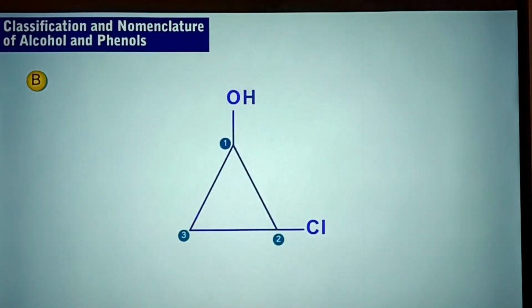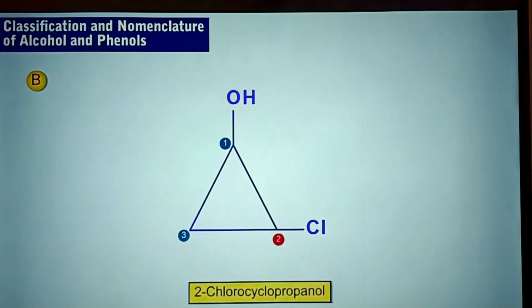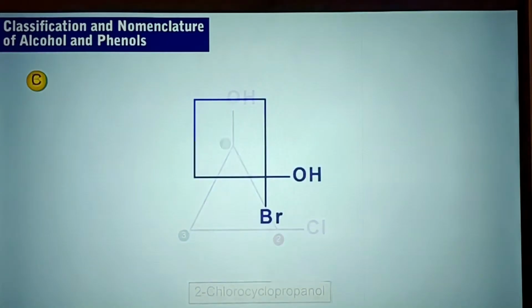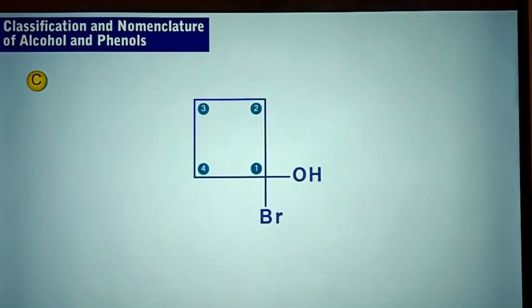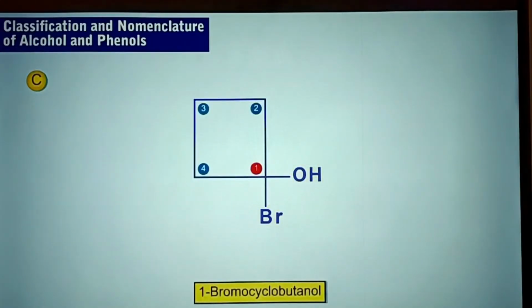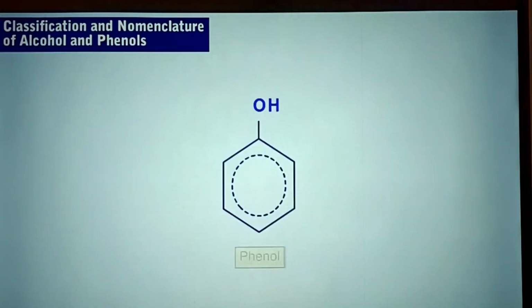Molecule B contains a 3-member ring with a hydroxyl group and a chlorine substituent. Its correct name is 2-chlorocyclopropanol. Molecule C has a 4-member ring with a hydroxyl group and a bromine atom, both attached to the same carbon. Molecule C is 1-bromocyclobutanol. Let's turn our attention to the class of organic molecules called phenols.